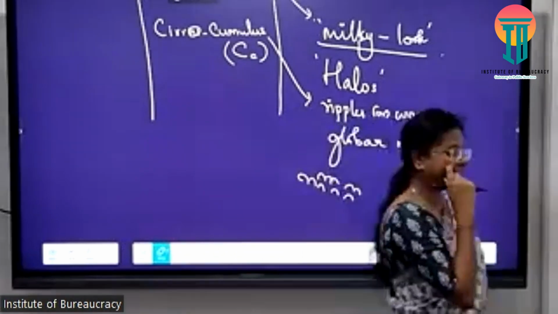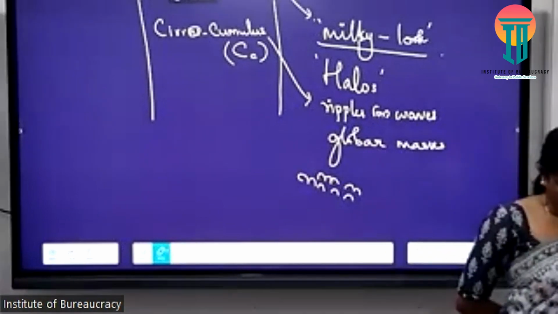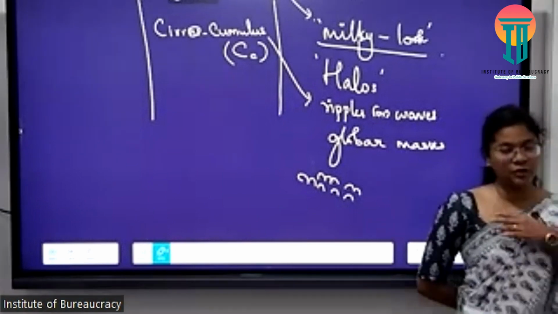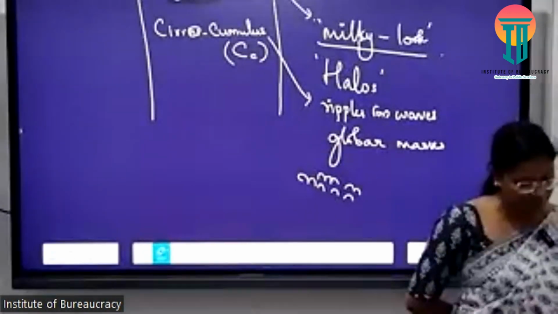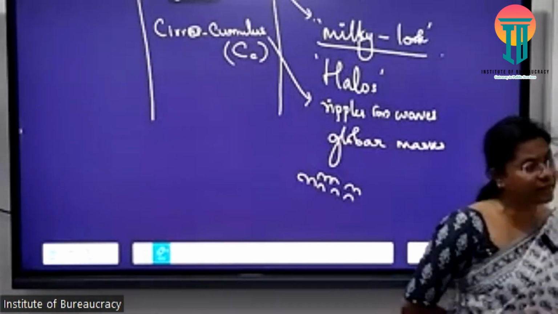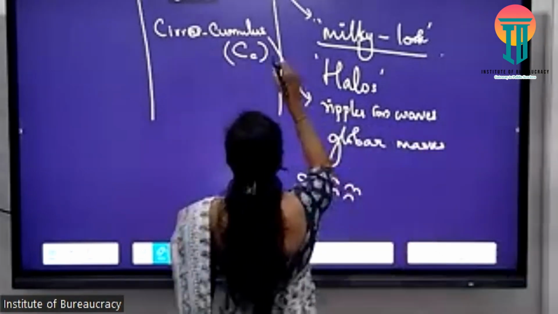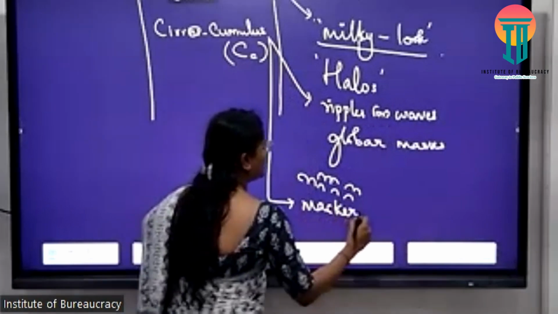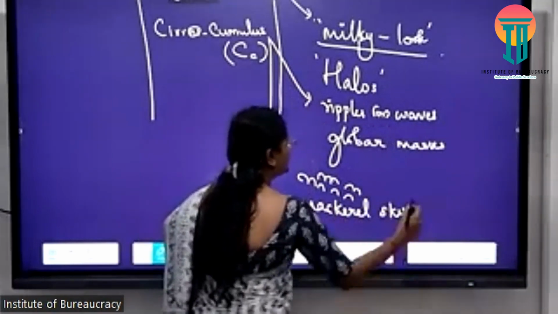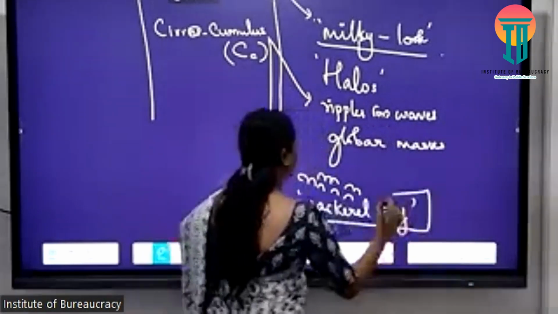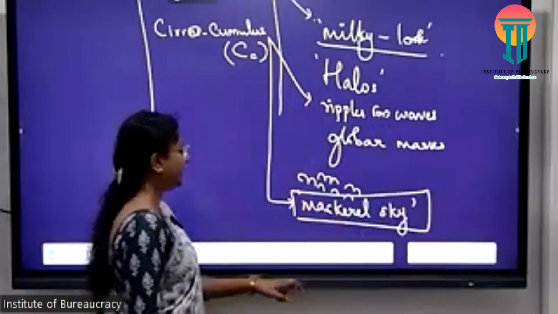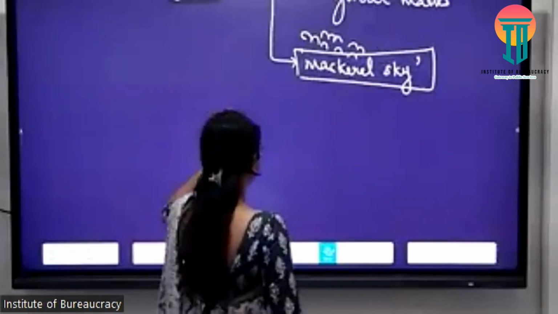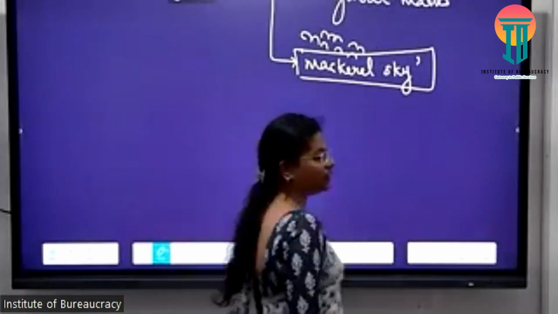Very thin, delicate type of clouds. Cirrostratus and cirrocumulus, they produce a mackerel sky. They are responsible for the production of your mackerel sky, which has an appearance like the scales of a fish.